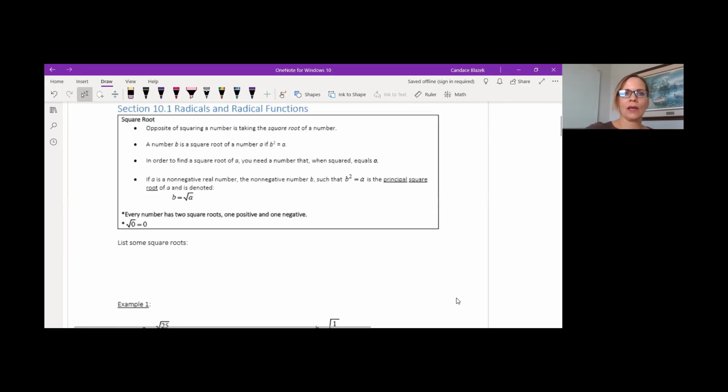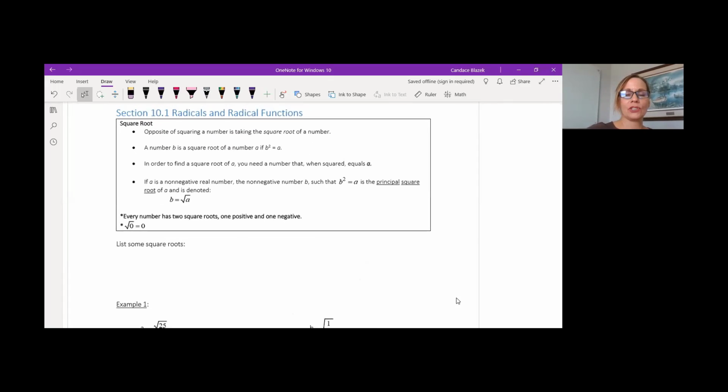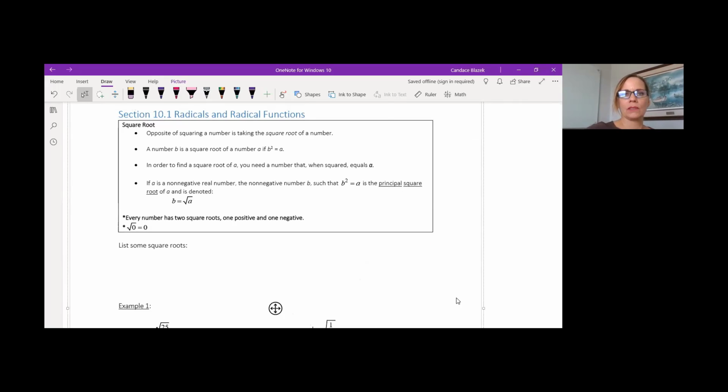So what we're looking at with section 10, actually chapter 10, is we focus on square roots. And you'll see, if you look through the book, or if you listen to any of the videos, maybe from section 10.3, they talk about cube roots or fourth roots, but we focus on square roots. So what do I mean by a square root? It is the opposite of squaring a number, is taking the square root.